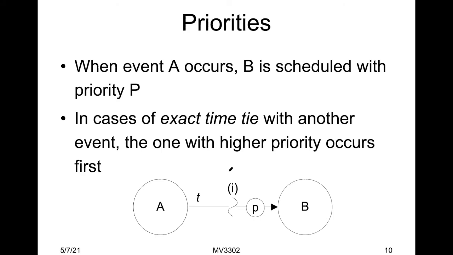Okay, and that brings us to priorities. Now, normally, if you notice, all of the probability distributions we've been dealing with have been continuous probability distributions. We have exponentials, uniforms, gammas, and betas. These are all continuous random variables. And you may or may not remember from your probability class that when we have continuous random variables, the probability that 2 of them are exactly equal is literally 0.